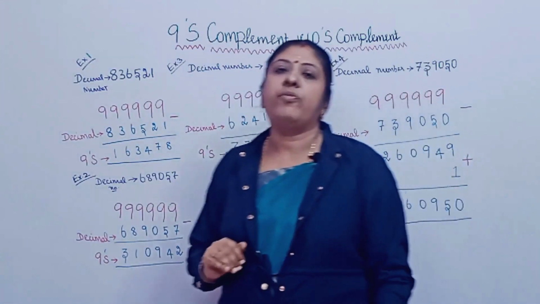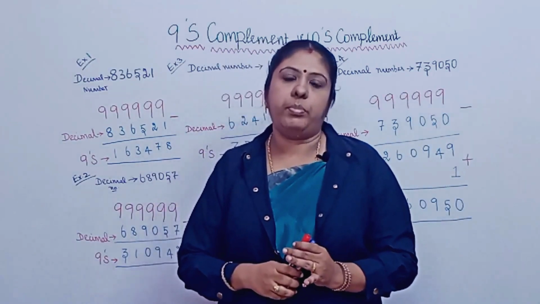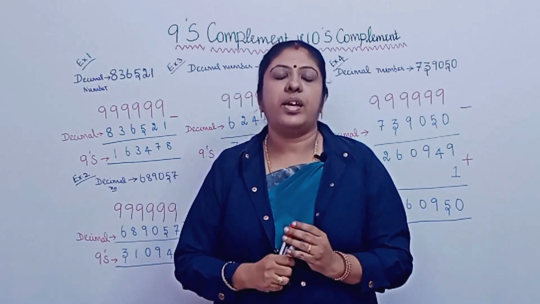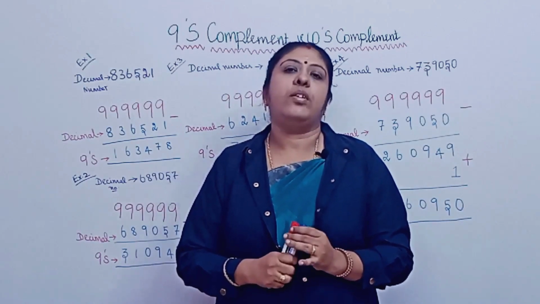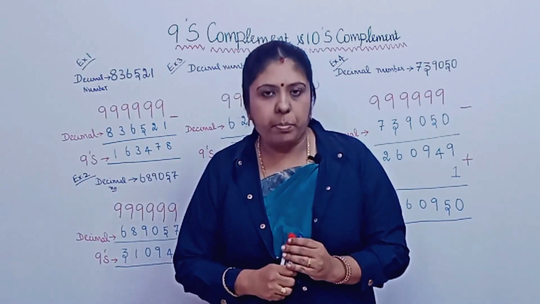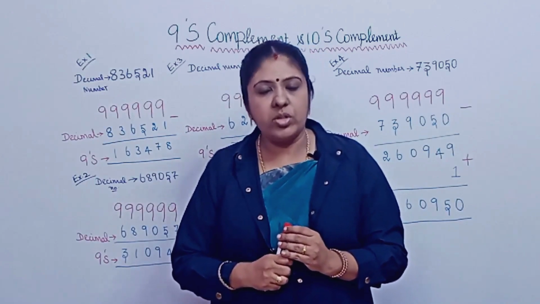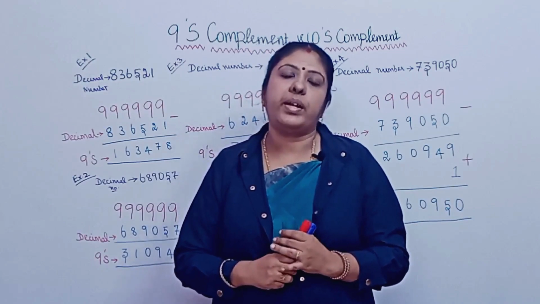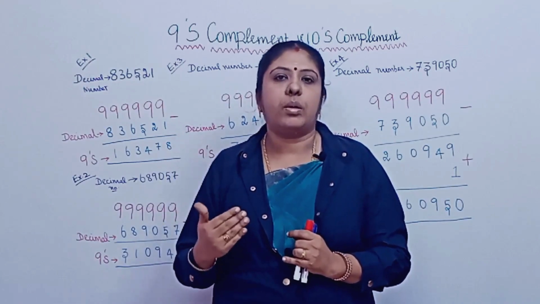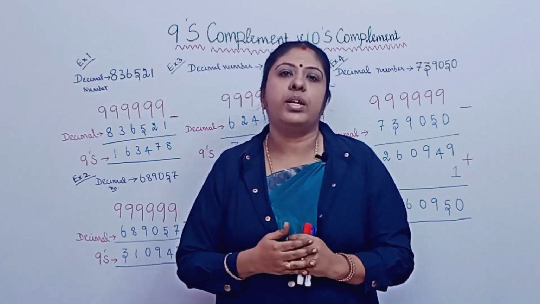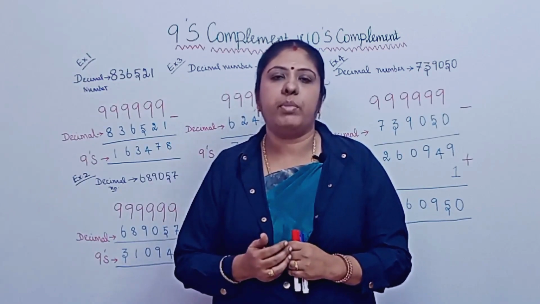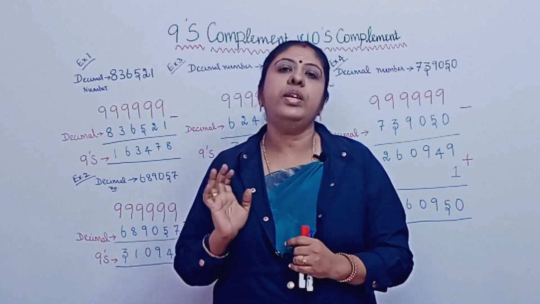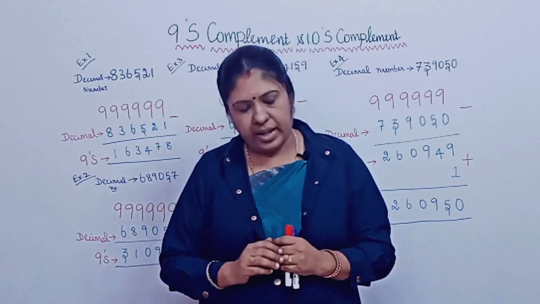The base idea for converting to nines complement is that each digit of the decimal number has to be subtracted from 9. Suppose we have a 2-digit decimal number, then it has to be subtracted from 2 nines. Suppose we have a 6-digit decimal number, then it has to be subtracted from 6 nines. That is, each digit has to be subtracted from 9.